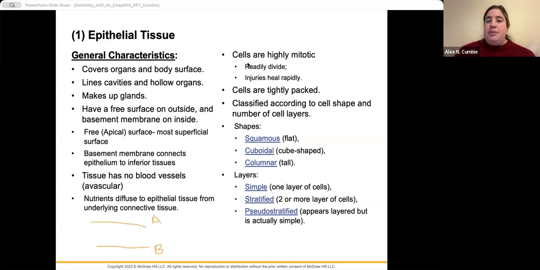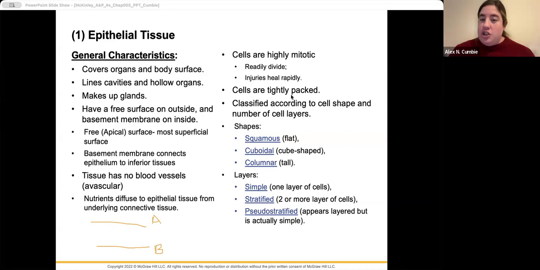Second kind of thing is that epithelial tissues are considered highly mitotic. We mentioned just briefly in chapter 4 that cells reproduce, they divide and replicate using mitosis, which is their form of taking one cell and making two. Cells that are highly mitotic go through mitosis frequently, meaning they readily divide and they can replace themselves, right? So if you have an injury to this type of tissue, because these cells are highly mitotic, they replace themselves quite quickly.